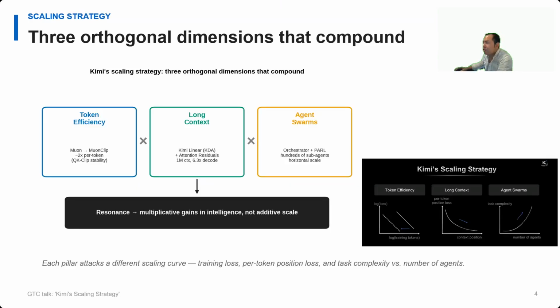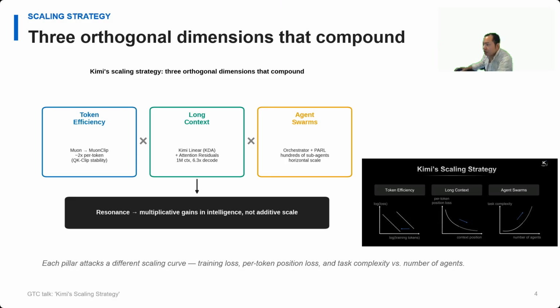This is the backbone of the whole scaling strategy: three scaling dimensions, each attacking a different curve. Pillar one is token efficiency: get more out of every token and every FLOP through a better optimizer and training stability. Pillar two is long context: make a million-token context actually practical in memory, speed, and quality with efficient attention algorithms. Pillar three is agent swarms.